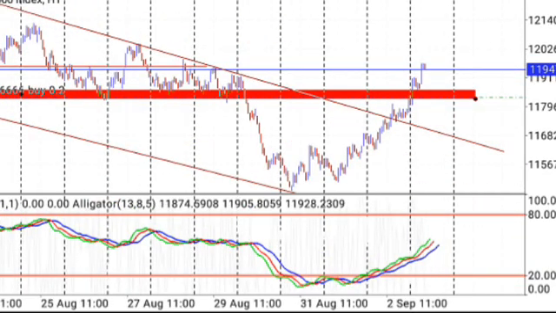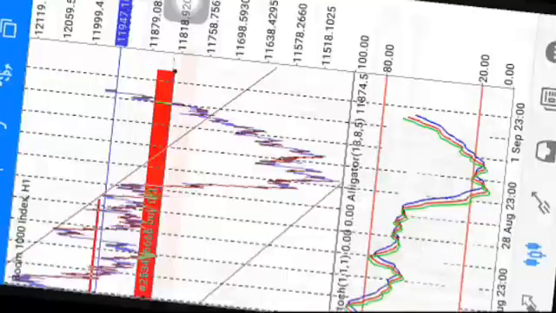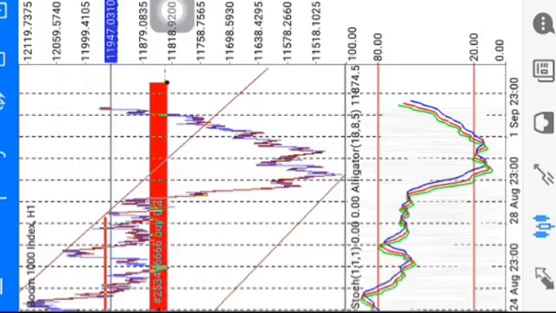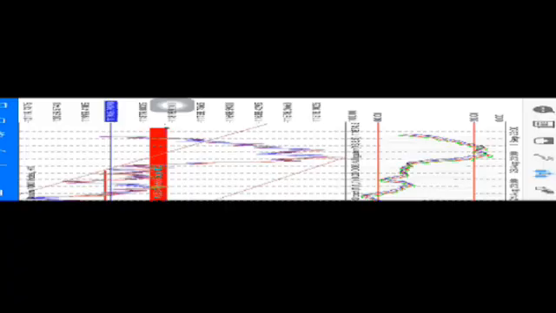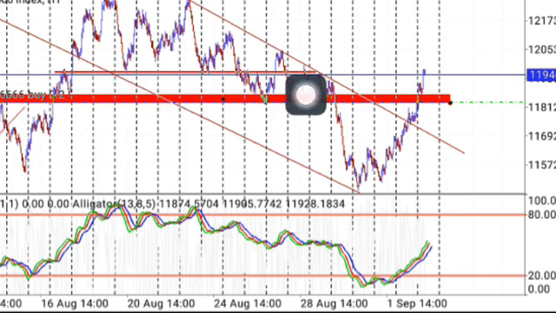But before that, let me quickly show you the reason why I took this trade. This trade you are seeing, I'm talking about the Boom 1000. Let me show you the reason why. As you can see, knowledge is power. If you know how to spot all these things, you'll be able to be a profitable trader.